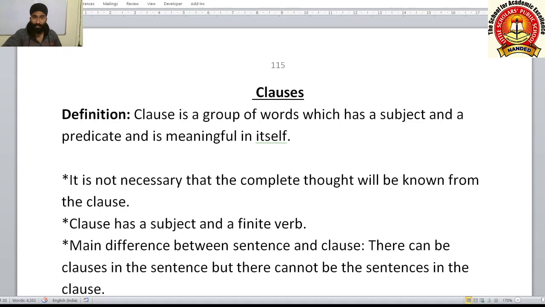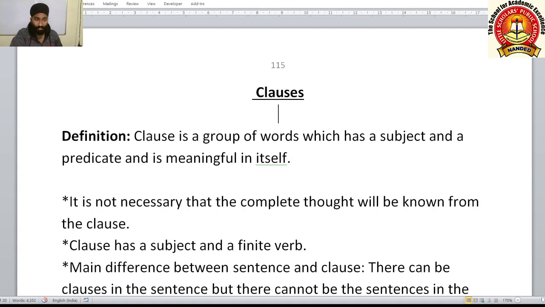Hello students, in this video we are going to understand a very important topic, clauses. This is a very vast topic. This is why we will understand it in parts. First of all, we will understand what are clauses and what are phrases. Thereafter we will see the types of clauses.